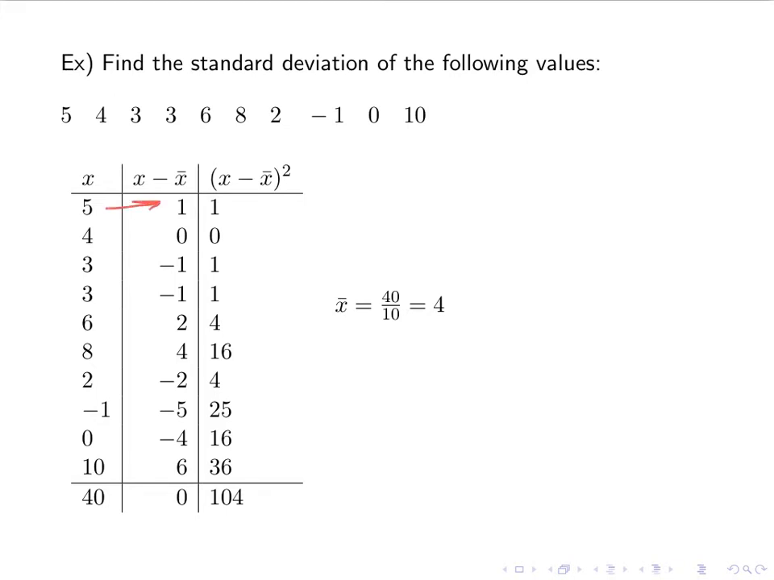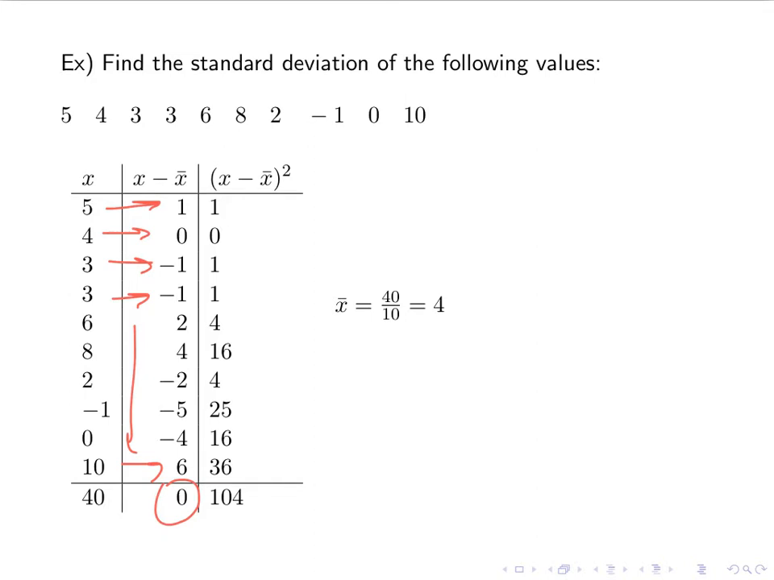So 5 minus 4 is 1, 4 minus 4 is 0, and keep going all the way down to minus 4. Again, if I add them all up, to know that I'm doing it correctly, I should get 0. Okay. Once I have my 0, I know that they're all correct.